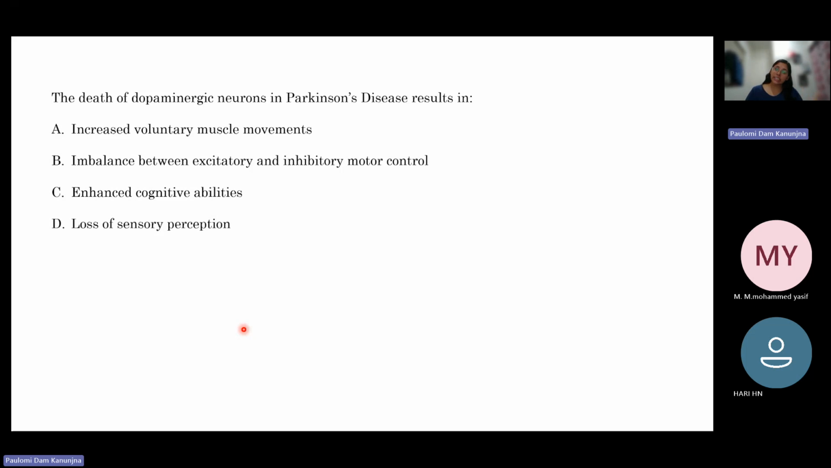If your dopaminergic neurons are dying in Parkinson's disease, what is the manifestation or the result of this death? That's how you connect your problems. So how do you realize this in a patient out of the options that are given? The options are: there is an increased voluntary muscle movement, there is an imbalance between excitatory and inhibitory motor control, there is enhanced cognitive ability, and loss of sensory perception.